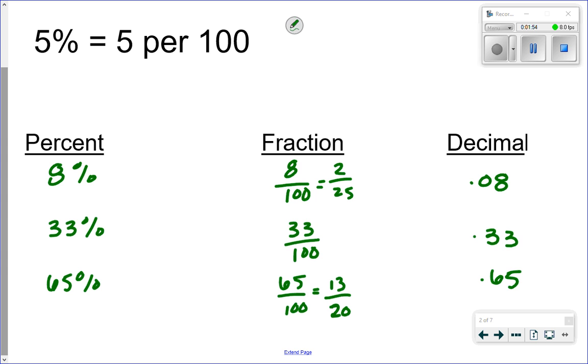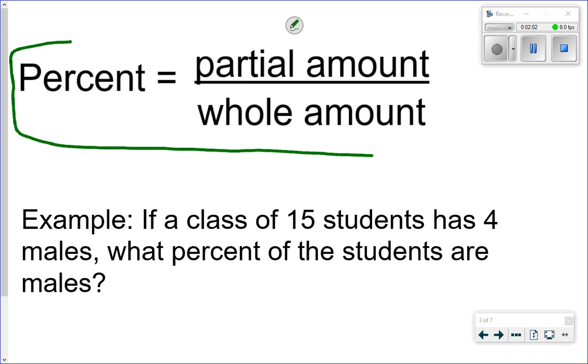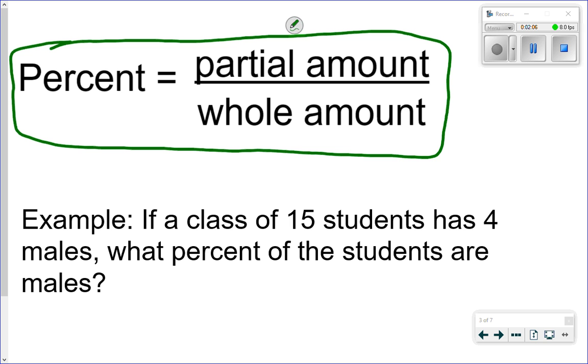Okay, so that was just a review. This is getting into what we're actually going to be working on. So this is the formula. Definitely need to write this down. We've got percent equals part over whole. Percent equals part over whole. That's the formula we're going to be using for the rest of this section. Just make sure that you know that part goes on top and whole goes on the bottom.